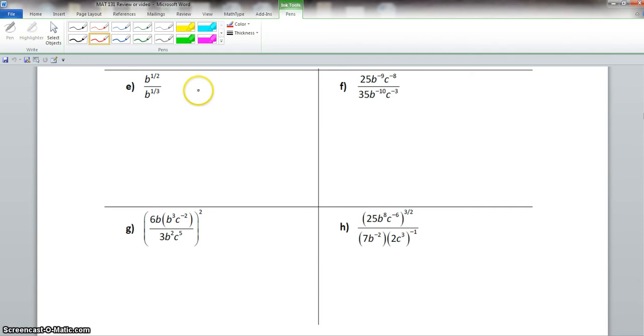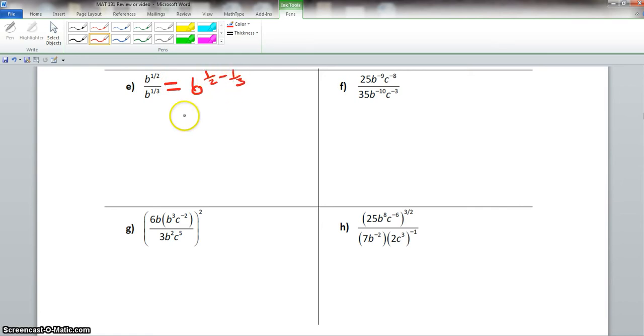Now, class, picking up where we left off, we have E: b to the 1/2 power divided by b to the 1/3. Now, whenever we have the same base divided by itself, we would take that base, which is b, and subtract the exponents. We have 1/2 minus 1/3.